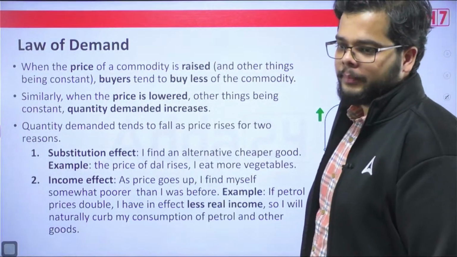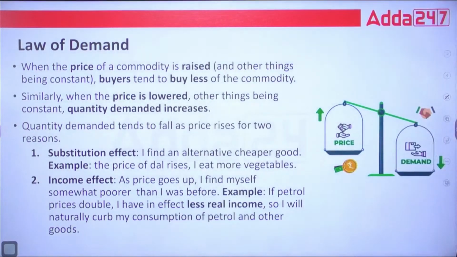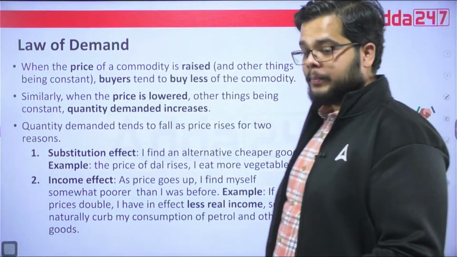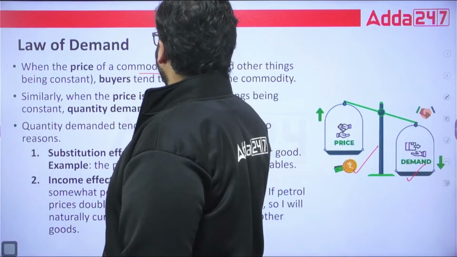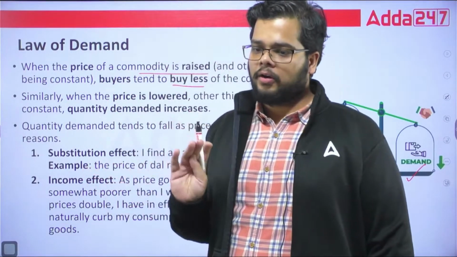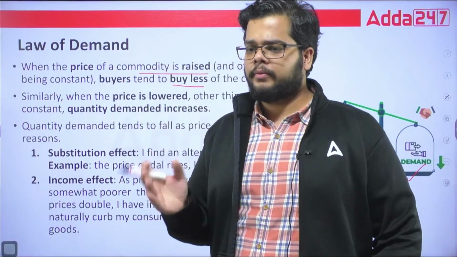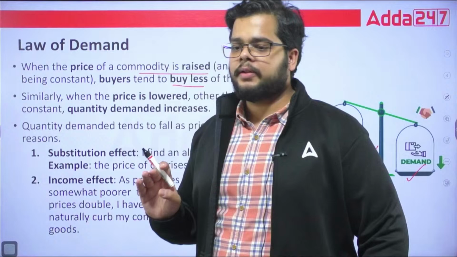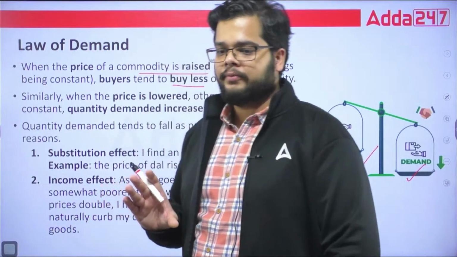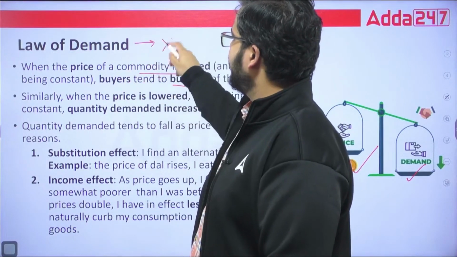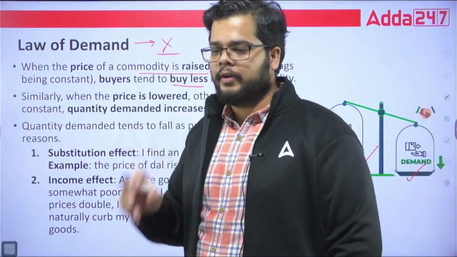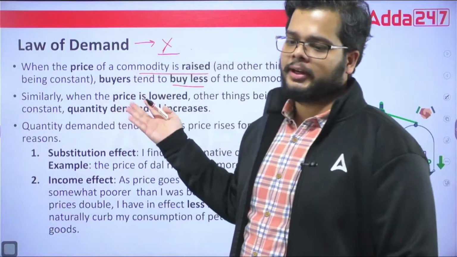Okay, now what is the law of demand? The law of demand is nothing but the balance between price and demand. We will understand it using an example again. When the price of a commodity is raised, the buyers tend to buy less. That is the basic law of demand. Now why are we studying the law of demand, although it is a very basic thing? Because there are certain examples where this law of demand does not apply. Fine, there will be a reversal of this basic law of demand. That is why we must first establish what the law of demand is.